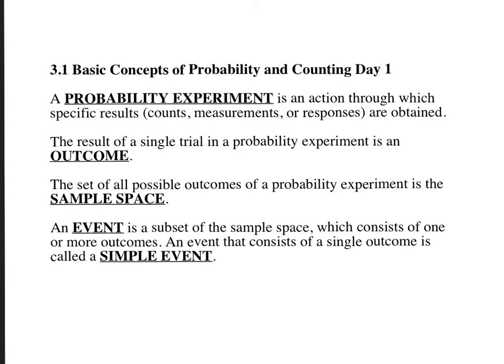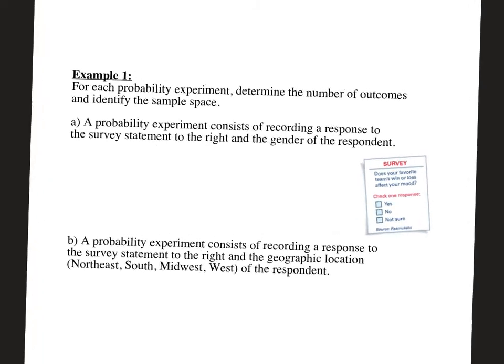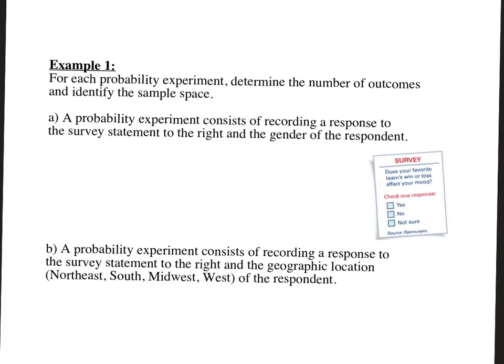The only thing that you might not know is a simple event is an event that consists of a single outcome. And so that might be one that you don't know. I mean, sample space you've heard of before, outcome you've heard of before, so we should be okay. All right. These first few are just us looking at each type of experiment and then determining the number of outcomes and identifying the sample space.